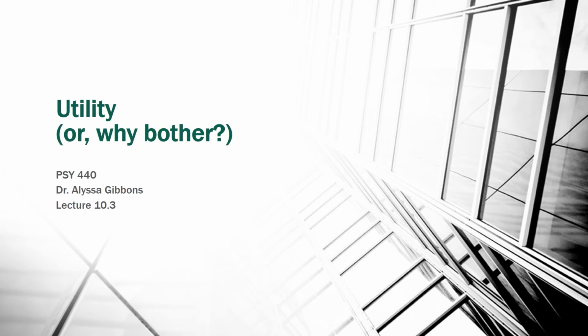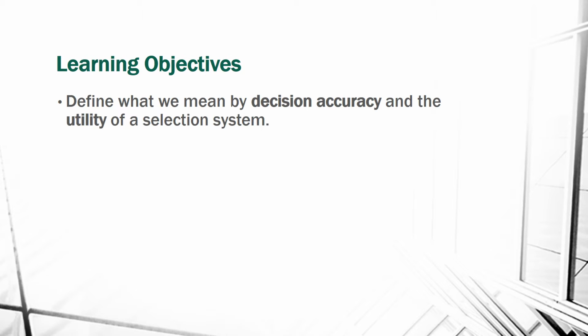This is lecture 10.3 for Psych 440, Utility. So in this lecture, we're going to start out by defining the ideas of decision accuracy and utility. Both of these are concerned with what's the practical impact of a selection system? What's the organization going to get for going to all of this time and effort and expense?